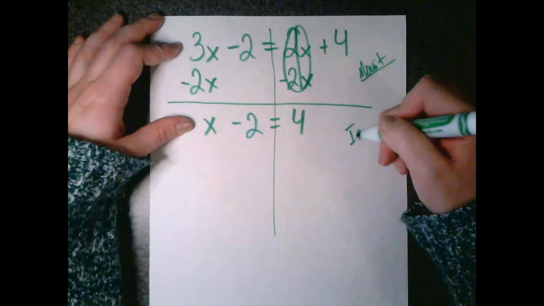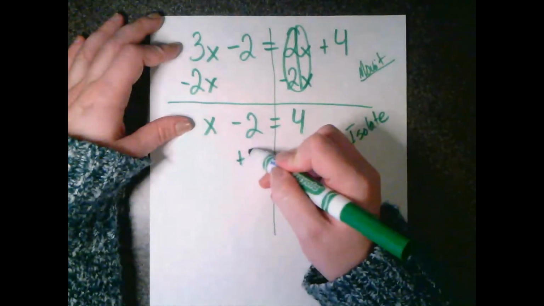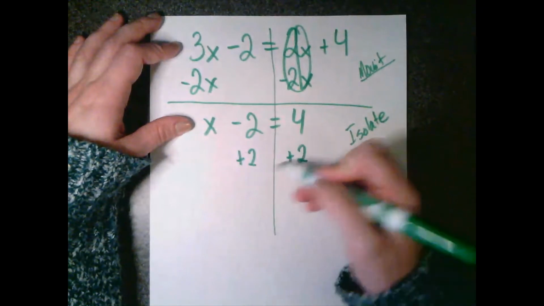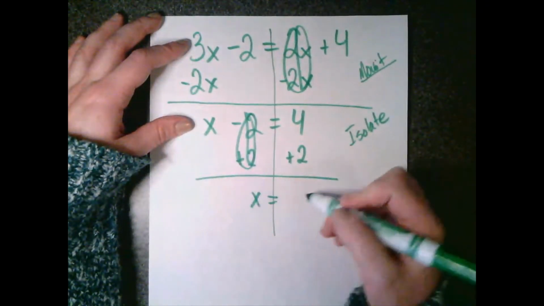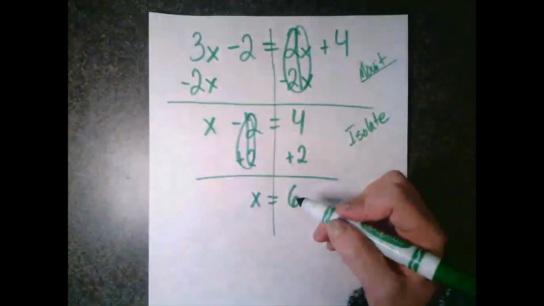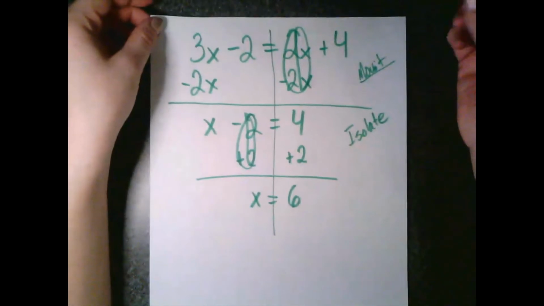Then I'm going to isolate. So I'm going to add 2 to both sides so I can get x's on one side, units on the other. This should all be very familiar to you. I just want to show you what pieces of this equation would need to be in the online version.